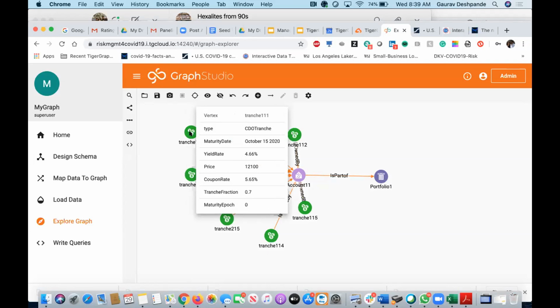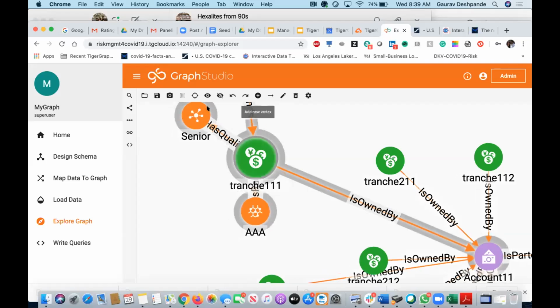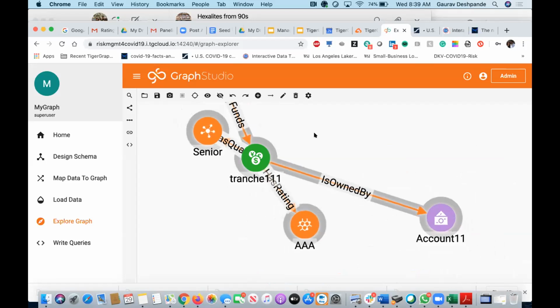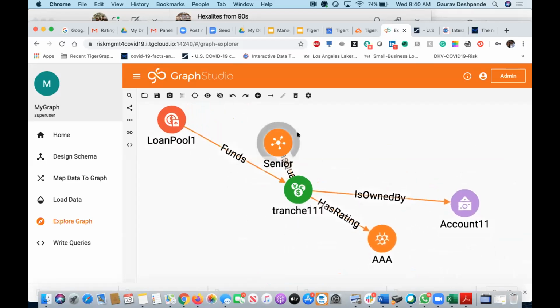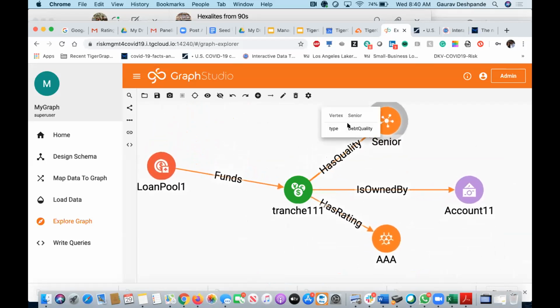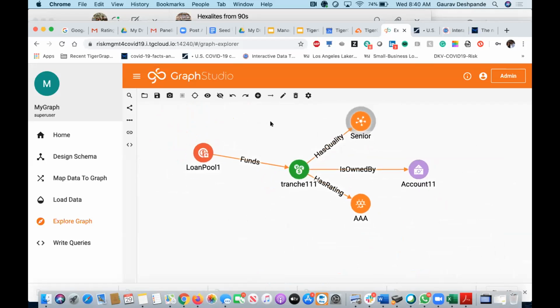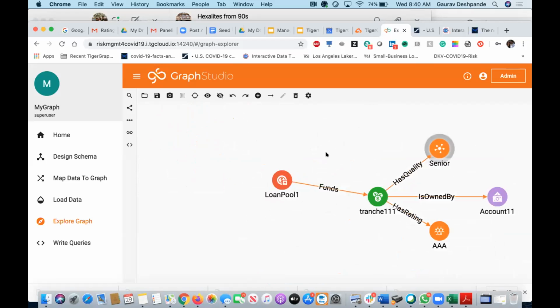Now let me go ahead and drill down on this one, and as I drill down, I'm going to hide the rest of the tranches because I'm focusing on one particular tranche. So as I'm looking at this one particular tranche, I see the quality of the debt, which is senior quality debt, which means it's an excellent, highest quality debt. It's got a AAA rating, which is excellent quality debt, which is very good.